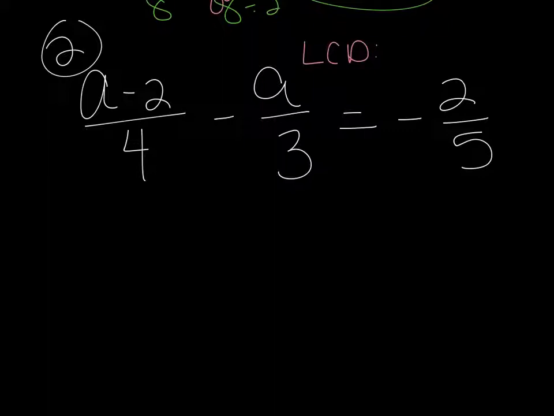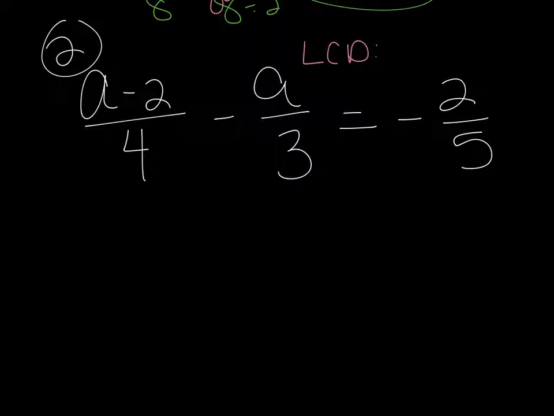Now out of 4, 3, and 5, the easiest one to list out the multiples is probably 5, right? So if we start listing out multiples of 5, we're looking for a multiple that it also shares with 4 and 3, okay? So if we start at 5, that doesn't work. 10 won't work. 15 won't work. 20 will work for 4 but not for 3. 25, 30 will work for 3 but not for 4. 35, 40 won't work for 3. 45, 50, 55, 60. Okay, so 60 will work.